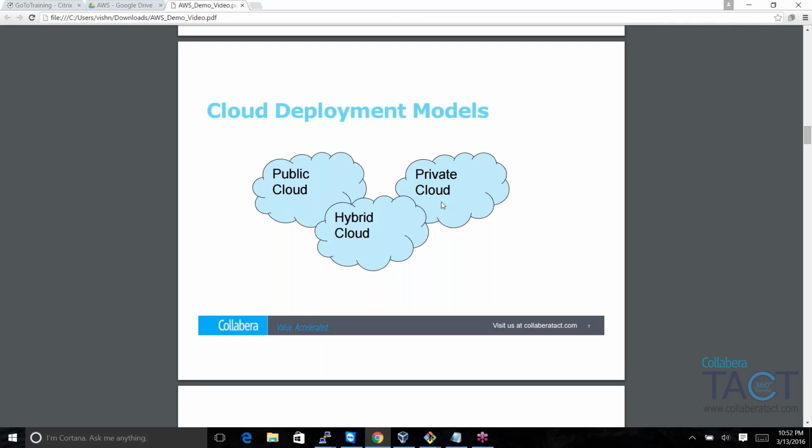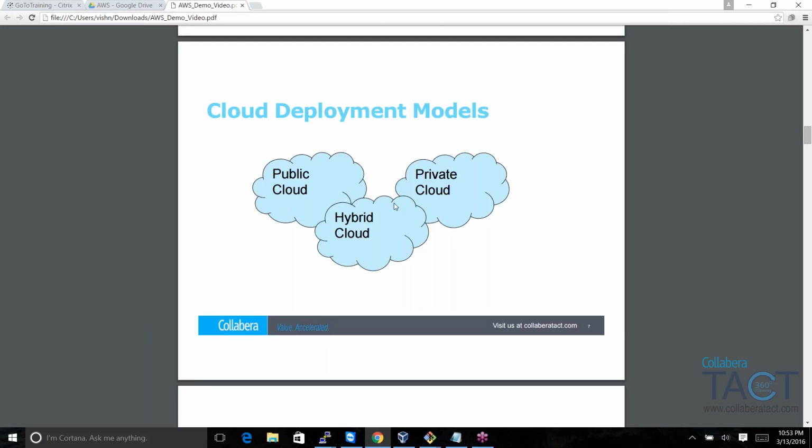Then you have something called a private cloud. A private cloud is a cloud infrastructure which is internal to an organization. Say I'm working for Collabora.